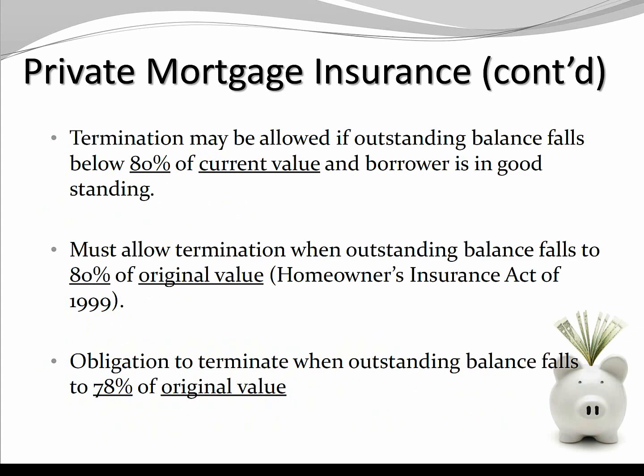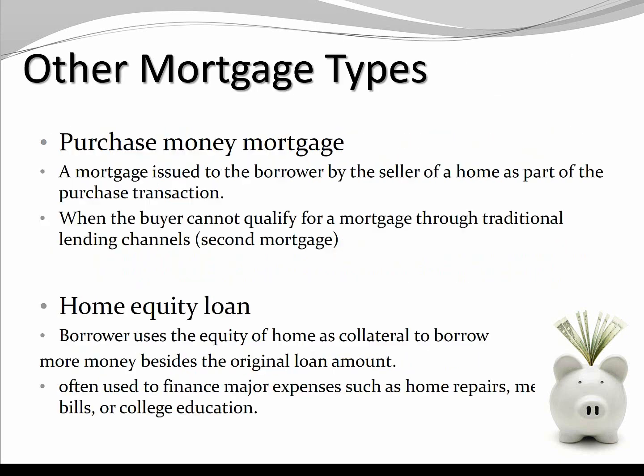Termination of private mortgage insurance could be allowed if the outstanding balance falls below 80% of the current value and the borrower is in good standing for the payment. It must be allowed if the outstanding balance falls to 80% of the original value. And there is an obligation to terminate if the outstanding balance falls to 78% of the original value, which means as a home borrower, you should keep an eye on the outstanding balance of your property. If the loan-to-value ratio is below 80%, you'll be able to stop the payment for the private mortgage insurance.